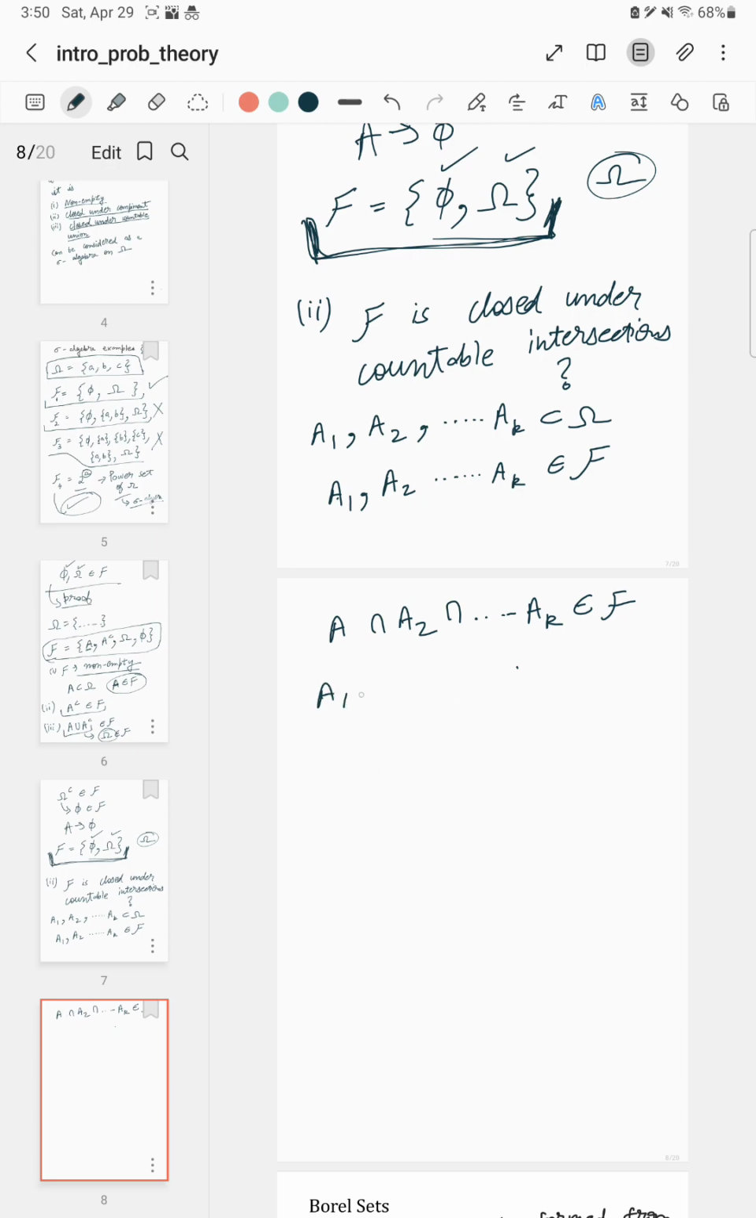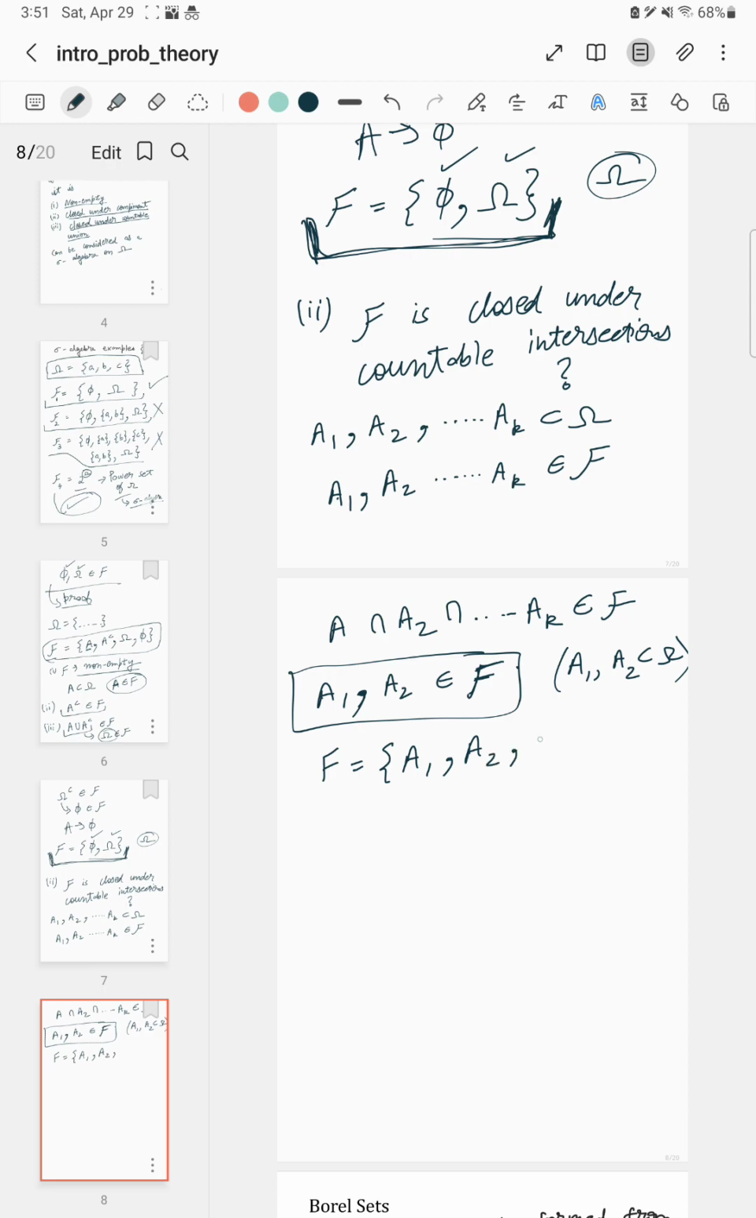So I'll take a simple example. A1 and A2 both belong to F, and obviously A1 and A2 are also subsets of omega. Now we can see that it should follow the properties. If F is a sigma algebra, then it should follow all of the three properties. So we have phi and omega and some other elements. Since A1 is present in F, and F is closed under complement, A1 complement should also be present in F. Okay. Similarly, A2 is present in F, so A2 complement should also be present in F.